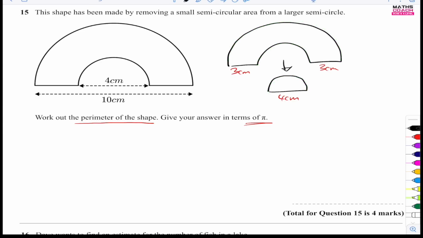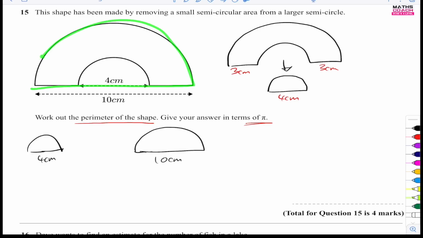All right. So let's do the small one first. We know the diameter of the small one is 4 centimeters. We know the diameter of the large one is 10 centimeters. Remember, we're going back to this one like that, and that's 10. How do you work out the circumference?